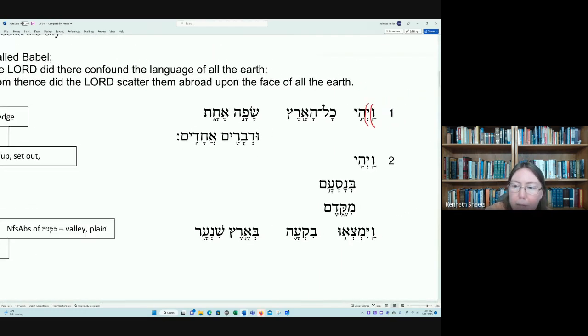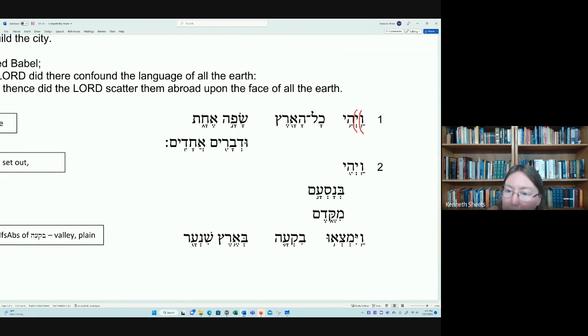Here is the imperfect, third masculine. No u class of vowels, so I know this is third masculine singular. So we would have then, he existed, because that is the verb haya there. Well, what was it that existed? Well, here's our subject right here.